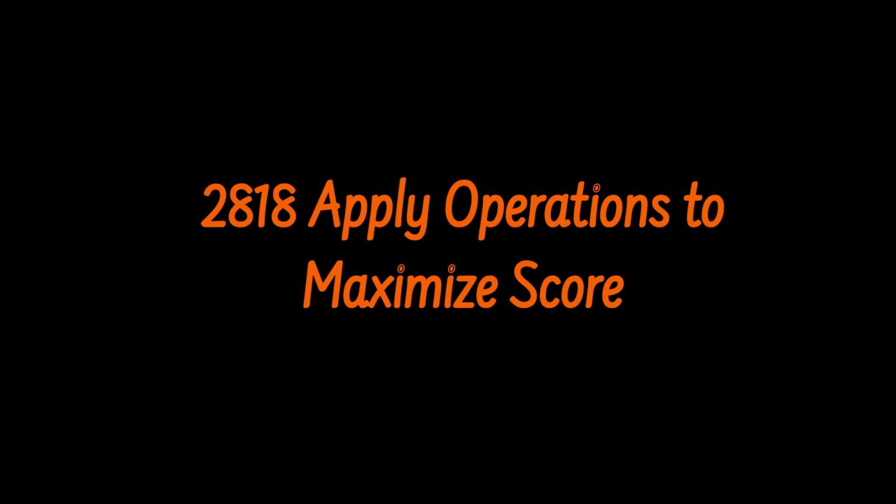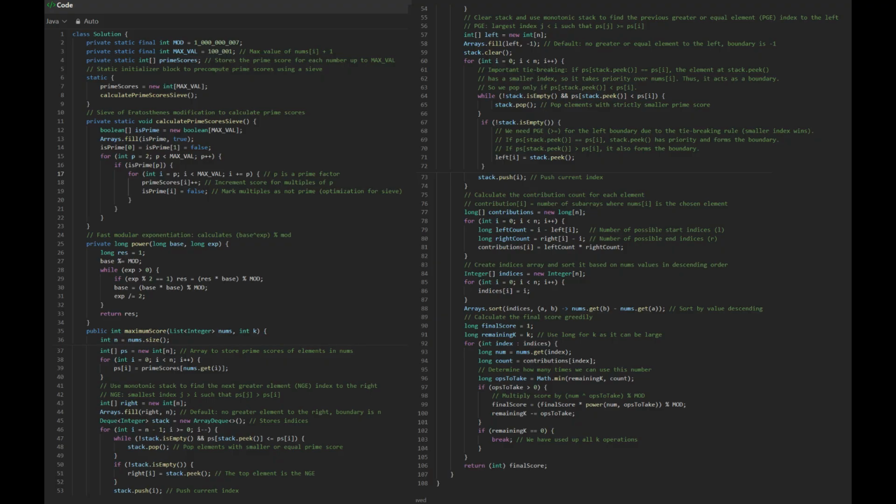2818 Apply operations to maximize score. This Java code returns the maximum possible score after applying at most k operations.